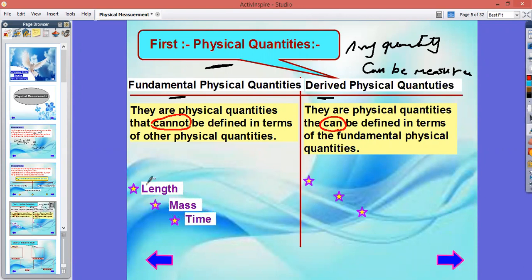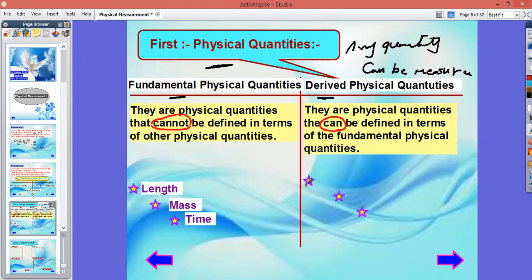You have to know the 3 fundamental physical quantities now. It is length, mass, and time. Does length depend on another quantity? No, length doesn't depend on another physical quantity, or we can say it cannot be defined in terms of another physical quantity. Mass is a fundamental physical quantity because it cannot be defined in terms of another physical quantity, or we can say it doesn't depend on another physical quantity.